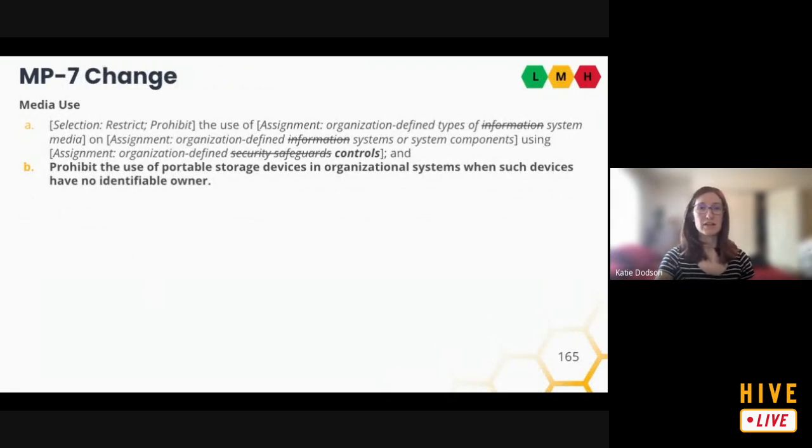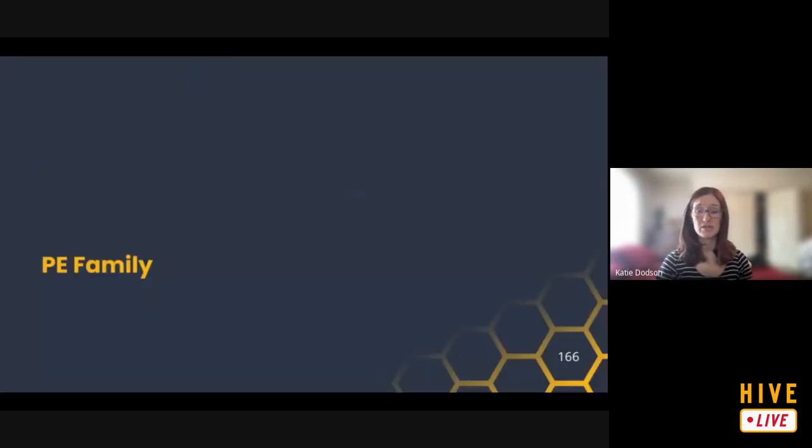MP7, Part B is new here. So prohibit the use of portable storage devices in organizational systems when such devices have no identifiable owner. So that's new for media use MP7. That impacts low, moderate, and high. And that's it for MP.